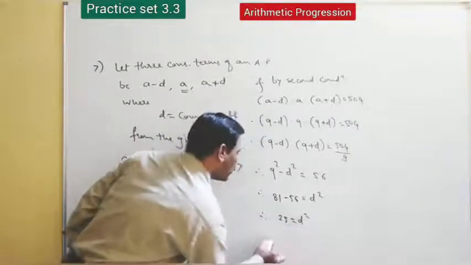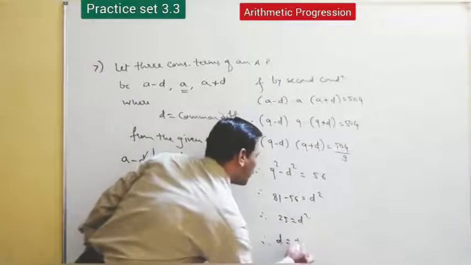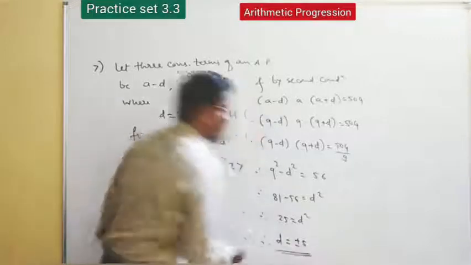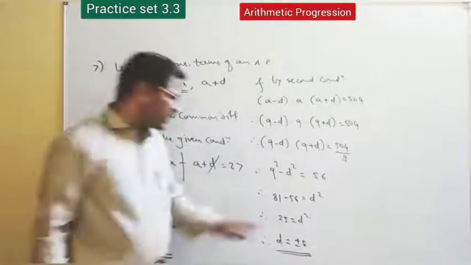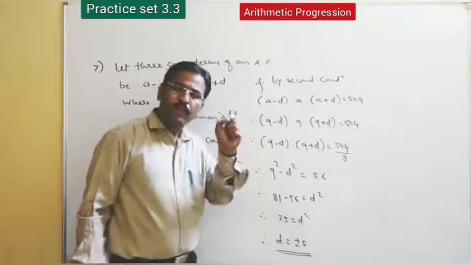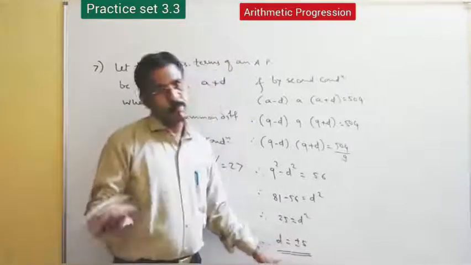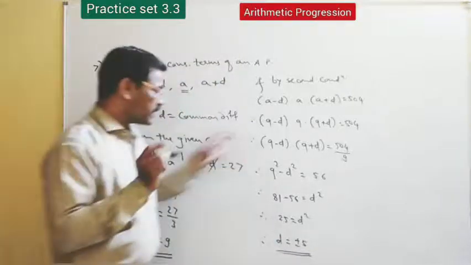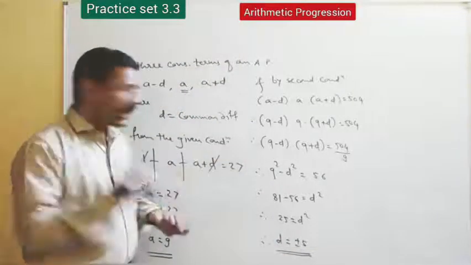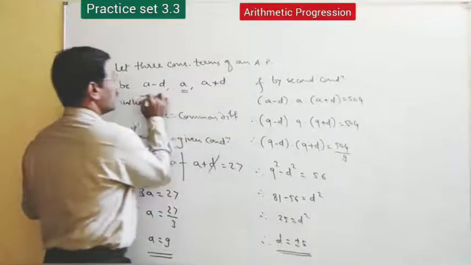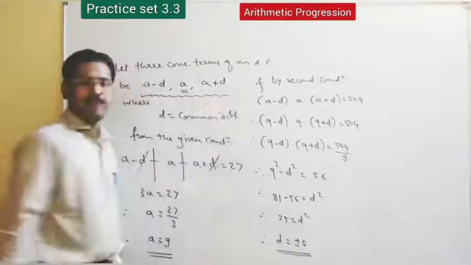Taking the square root on both sides, d is equal to plus or minus 5. Whenever there is a positive number and you take its square root, we get two terms, either plus or minus. So here this is a, and d we will get here. Now we are going to find these three values. This is a very, very important part.